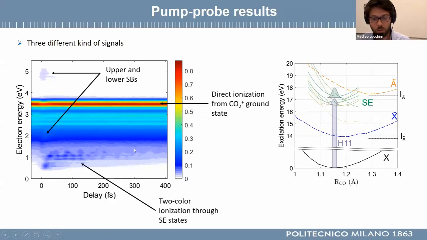And then you see here at low energies, the two-color ionization process. What you do, you populate the neutral states, then you absorb one IR photon and you go to the A tilde state of the cation. And of course, this time the electron gets way less energy, which is less than one IR photon energy. So it's supposed to be between 1.5 and 0 electron volt.